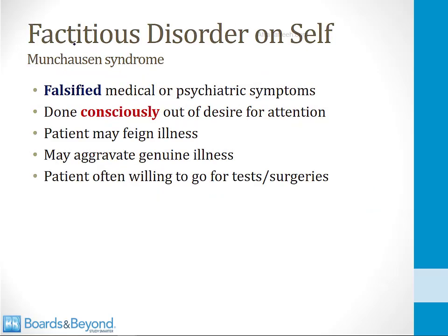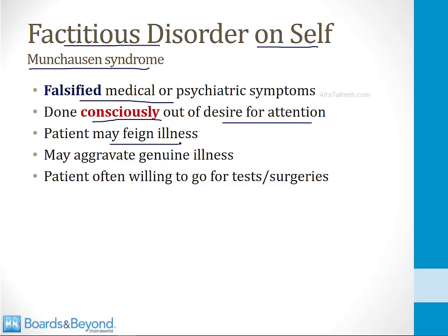We'll finish by talking about factitious disorder, and I'll start by talking about what's known as a factitious disorder on self. This is also sometimes called Munchausen syndrome, based on a literary character named Munchausen who used to make things up. Factitious disorders are falsified medical or psychiatric symptoms, and a patient does this consciously out of a desire for attention. So, for example, a patient may feign illness, or they may genuinely have an illness and they aggravate it on purpose in order to get attention.